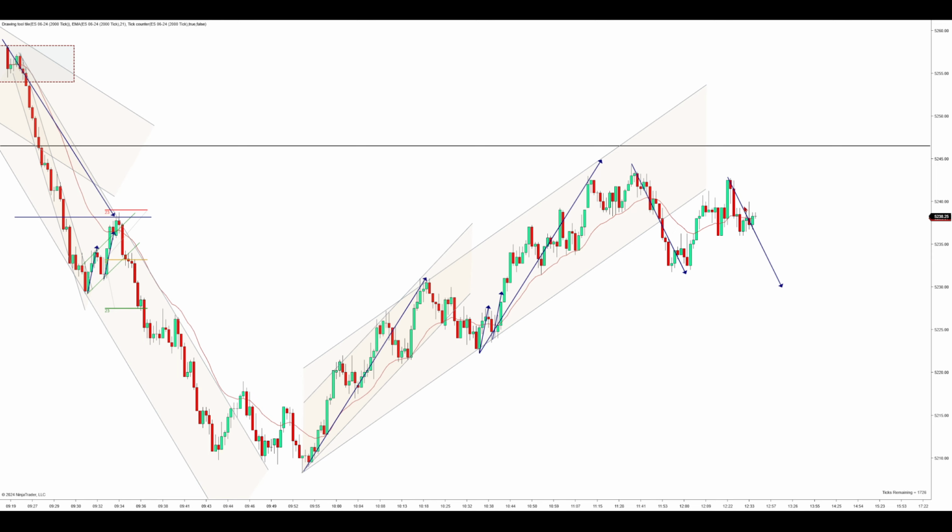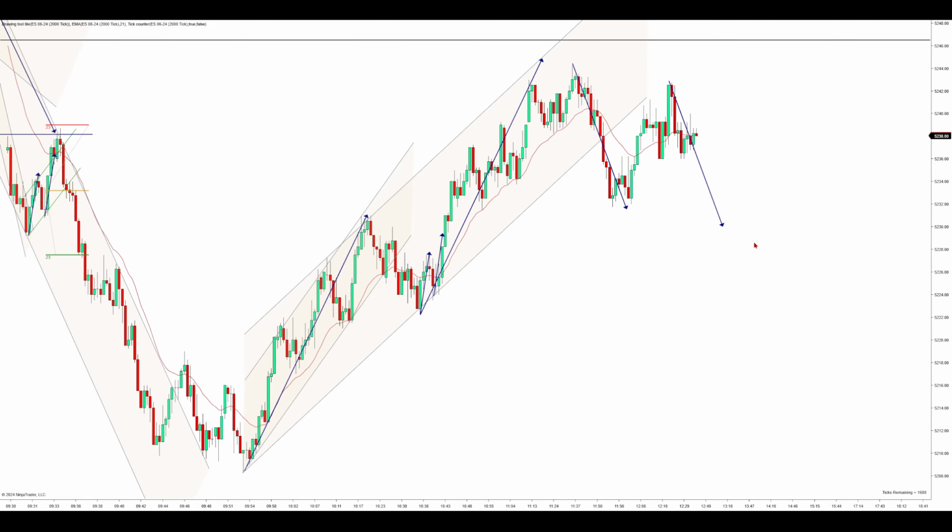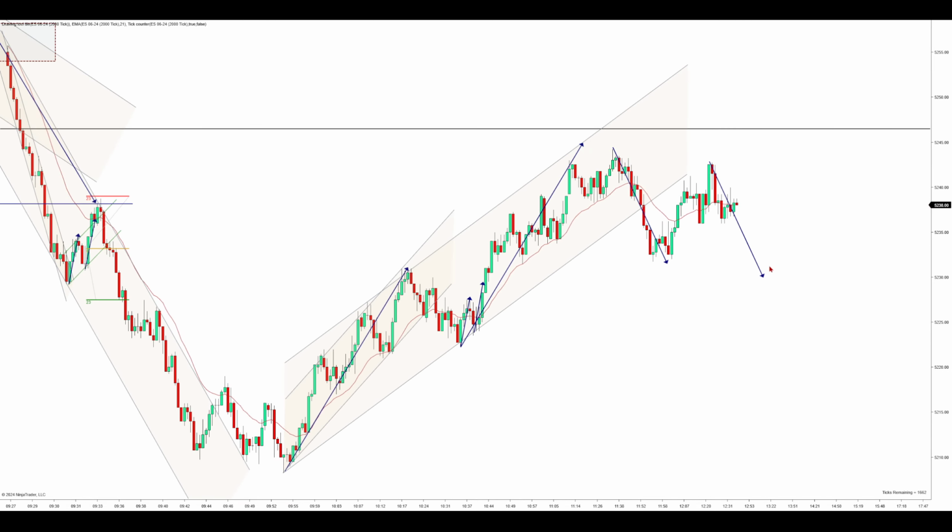but you have to be very careful and make sure it's a really good setup, because it doesn't have to reach all the way down here. It could just hold on this EMA right here and push up. So if you get a good push down and a clear entry though, then you can.